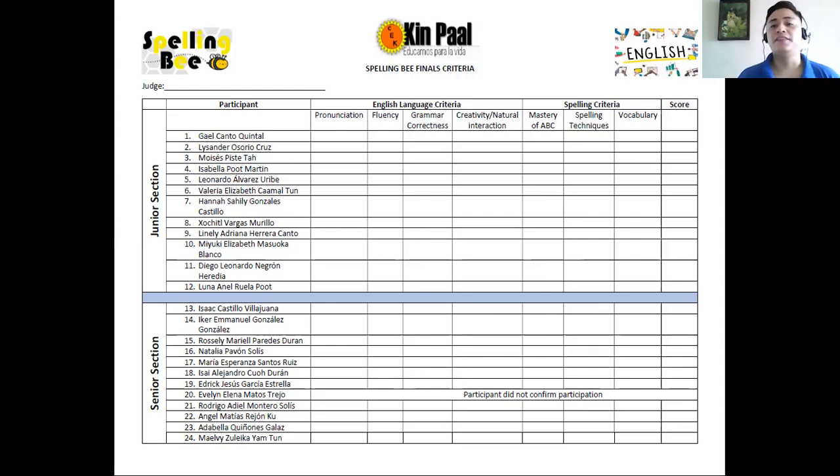Spelling criteria. This is what we have been practicing during the classes, and we can sum this up in three aspects: mastery of ABC, spelling techniques, and vocabulary. Mastery of ABC. They have been working and struggling with the alphabet. They randomly confuse some vowels or consonants, but most of them are very good. So it's important that they know and pronounce each single letter of the alphabet correctly. Otherwise, that would lead them to be eliminated from the competition, because that will be considered a mistake. Spelling techniques.